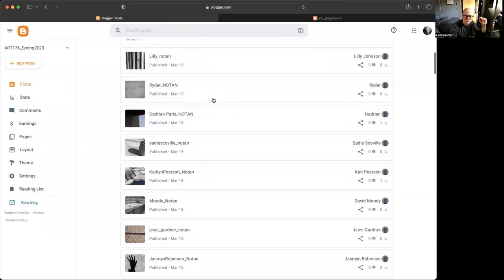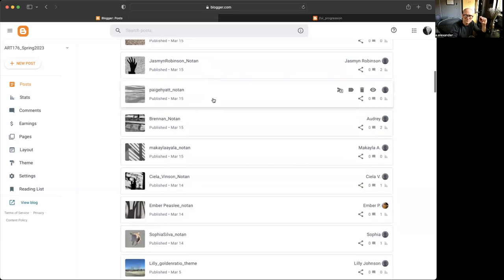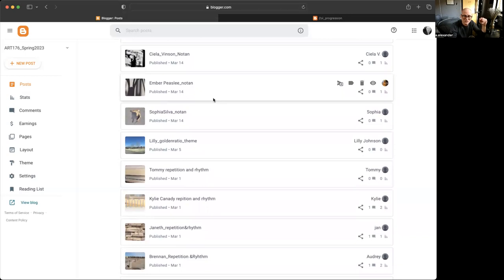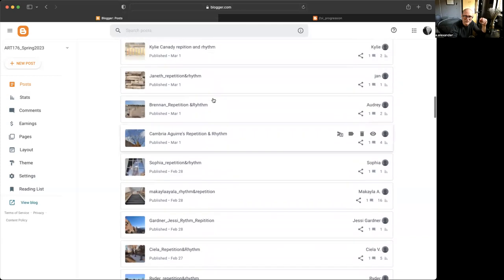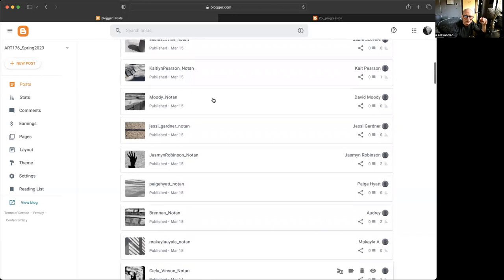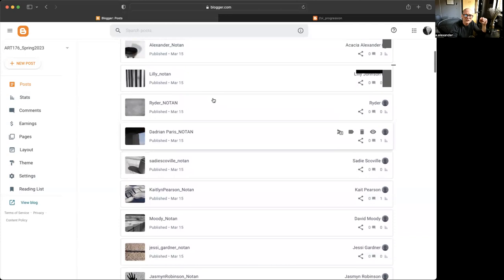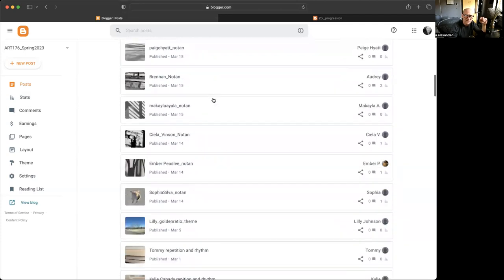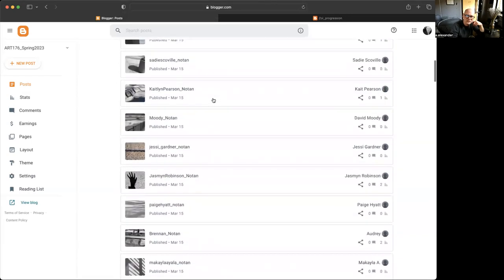So let's jump into the Notan part, or the black and white. I'm sorry, not black and white. The positive, negative. Black and white is a way to describe it. Up, down, black, white, light, dark, all of that kind of stuff. Let's see, Sophia, Ember, Celia, Brennan, Page. I'm not seeing yours. Maybe yours is somehow not up here. If it isn't up here, then we'll definitely want to have you post that one.